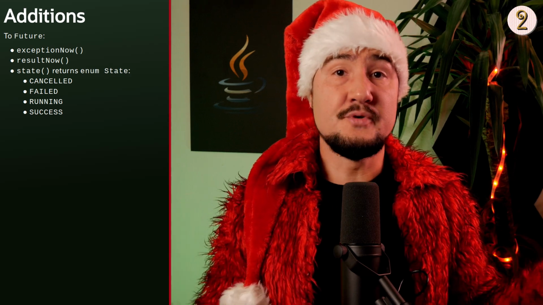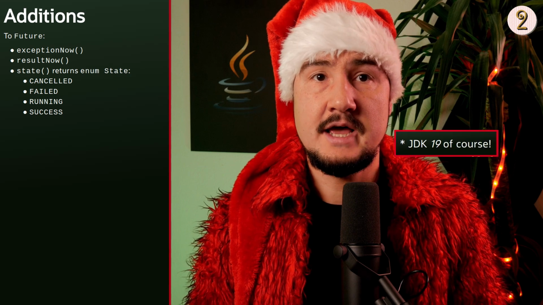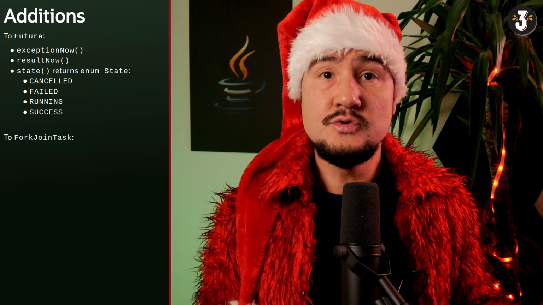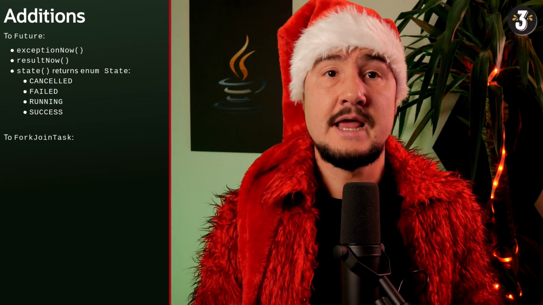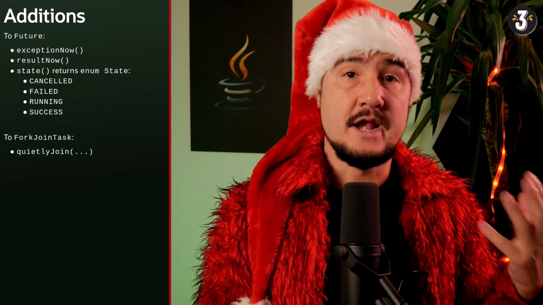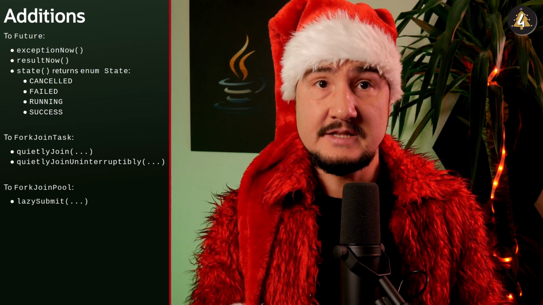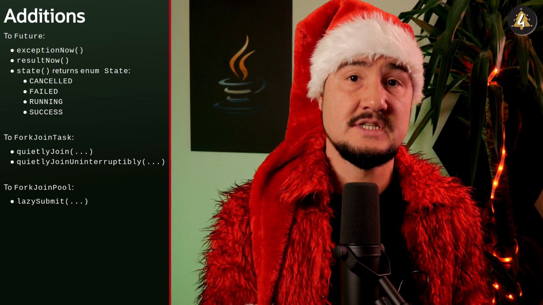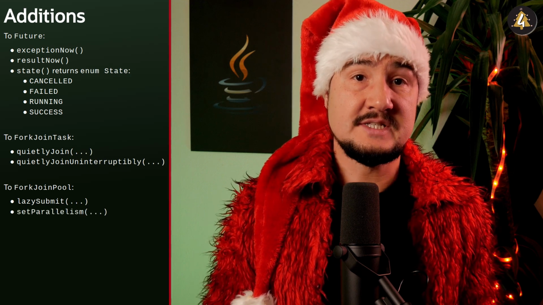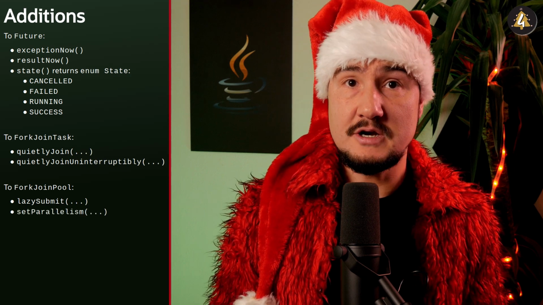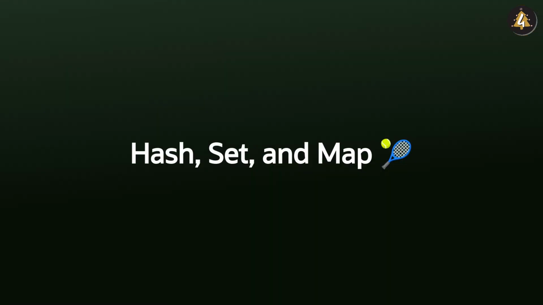More has changed for pre-existing concurrency APIs in JDK 19. ForkJoinTask got 2 new variants of joining quietly, namely quietlyJoin with timeout and quietlyJoinUninterruptibly, also with timeout. On ForkJoinPool, you can now submit tasks lazily that you don't need to execute if contention is high with lazySubmit, and with setParallelism you can set the pool's target parallelism after creation.